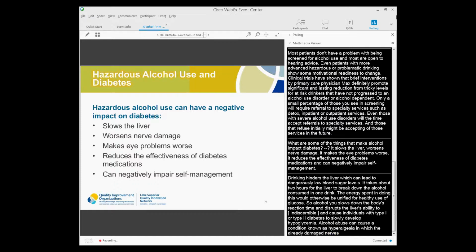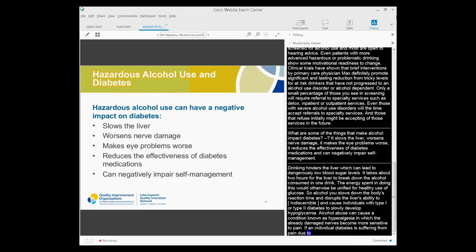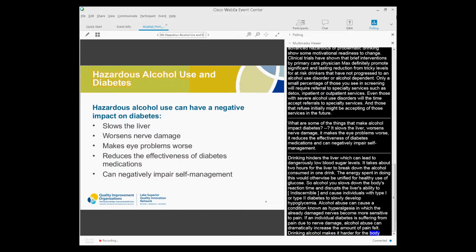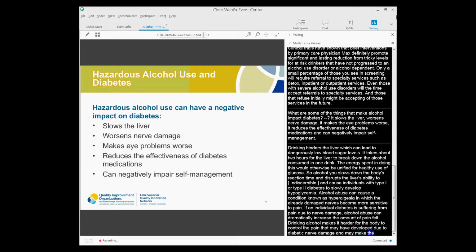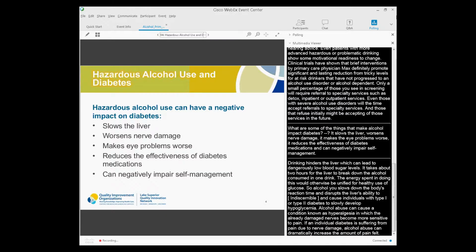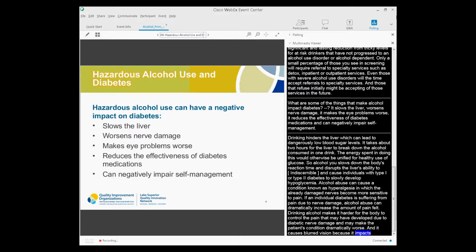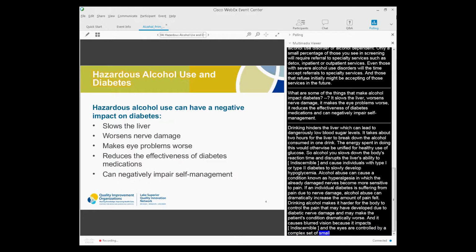Drinking alcohol makes it much harder for the body to control the pain that may have developed due to diabetic nerve damage and may make the patient's condition dramatically worse. And obviously we know the jokes about alcohol causing blurred vision. This is because alcohol is a sedative and impacts the muscles of the body, and the eyes are controlled by a complex set of small muscles that get impacted when alcohol is present in the body.